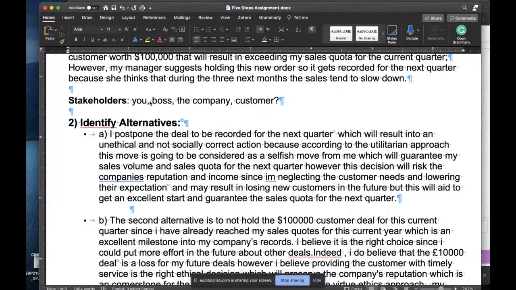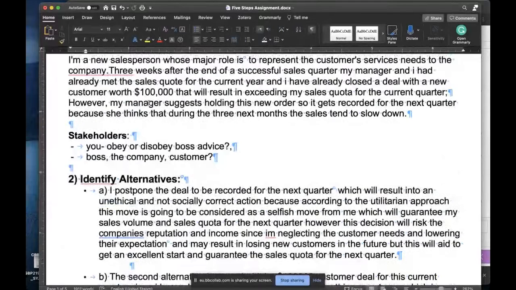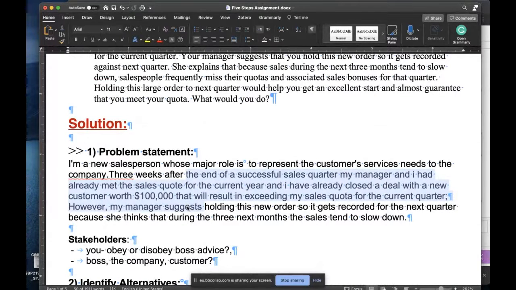Hold on a second. Here, it's good if you say why. You obey or disobey the manager's advice, right? This is the problem, right? So if you tell me why each is a stakeholder, it's much nicer to me. The boss: why do you think the boss gives this advice to the employee? Because he might have his own perspective about the company and how it operates, so he thinks it's valuable advice. Does the boss give this advice because he cares about the employee, or maybe because he cares about his own quota?